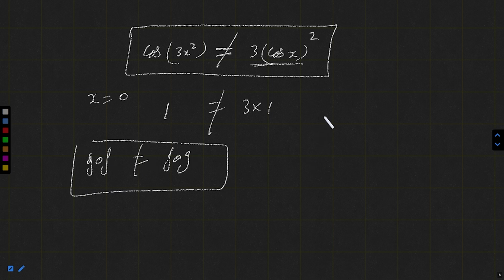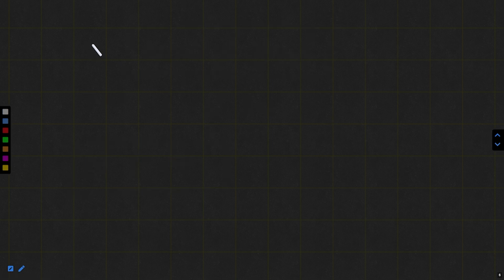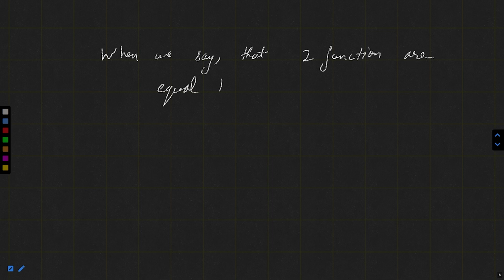You will be seeing later on when we say that two functions are equal to each other, two functions are equal to each other, or not.